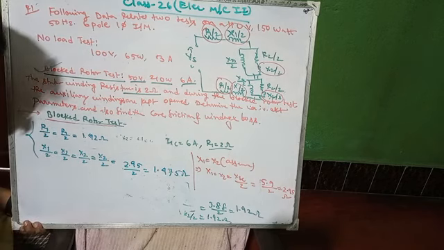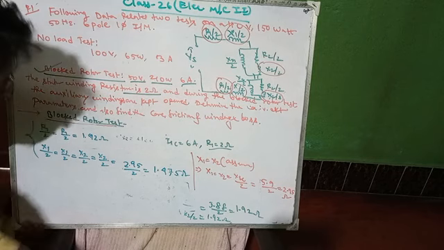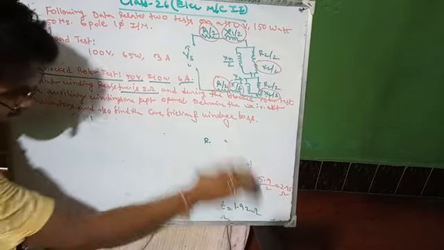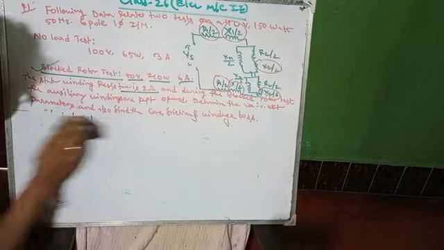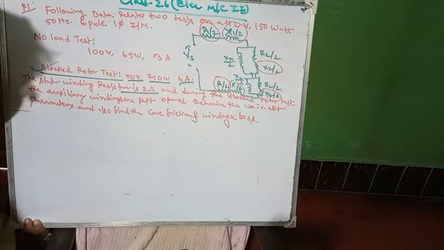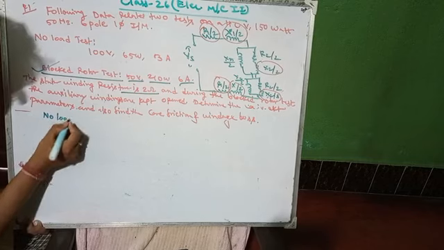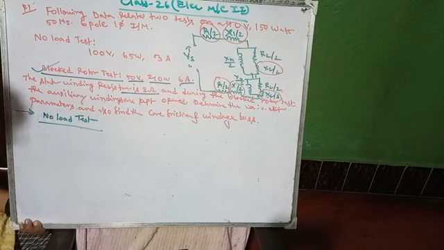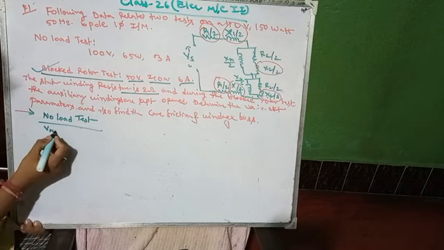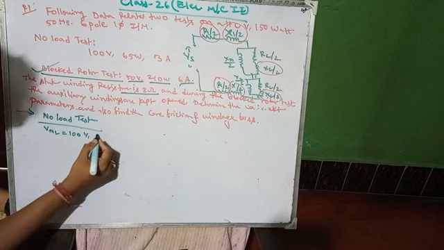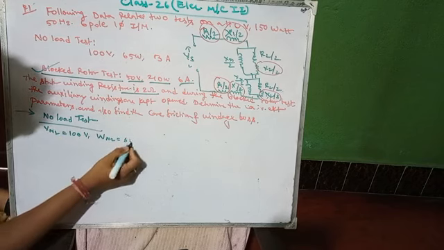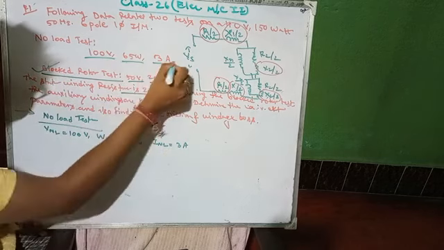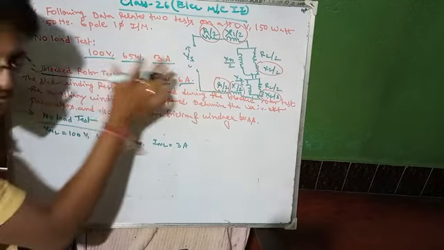So these parameters have already been calculated during the blocked rotor test. Now I will move into the no load test. So what are the data for the no load test? VNL equals 100 volt, WNL equals 65 watt, and INL equals 3 ampere, right? 100 volt, 65 watt, 3 ampere. These three data have been given.